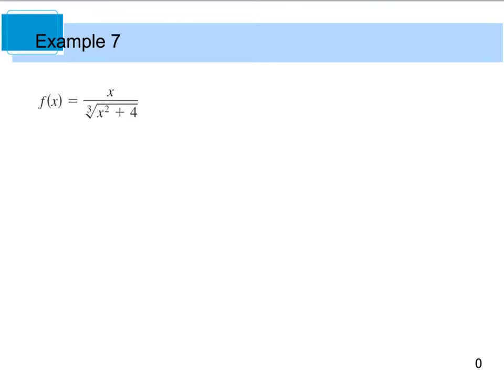Example 7, we want to find the derivative of f of x, which equals x divided by the cube root of the quantity of x squared plus 4. Again, I would start out by rewriting this and getting rid of the radicals. So I really have x squared plus 4 to the 1/3 power in my denominator. And now when I go to find f prime of x, I can use my quotient rule.